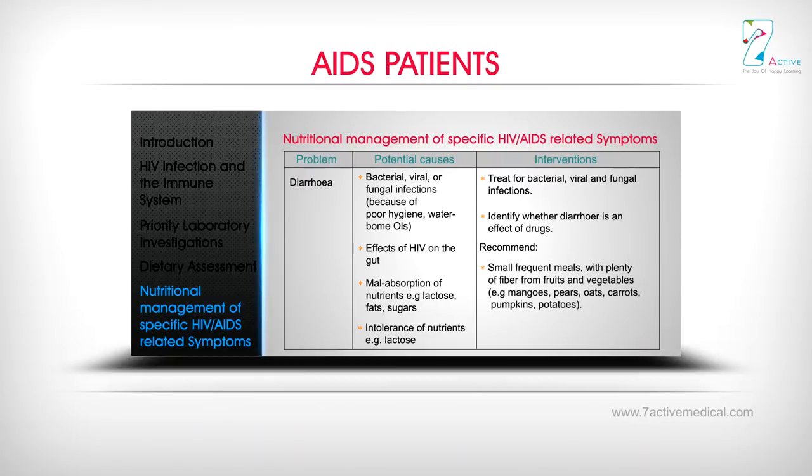Recommend small frequent meals with plenty of fiber from fruits and vegetables, example, mangoes, pears, oats, carrots, pumpkins, potatoes. Foods rich in potassium, example, bananas.